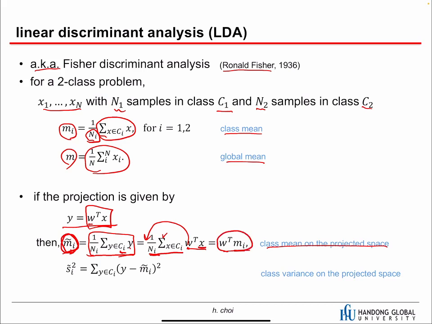Because it is a linear mapping, when we project all the samples with W transpose, the projected mean is also projected by W transpose. And S sub I tilde square is the class variance on the projected space, which can be calculated in this way.